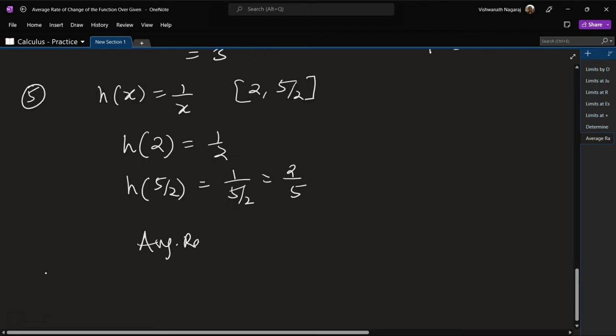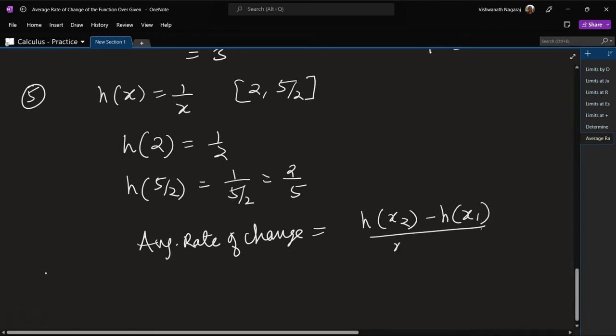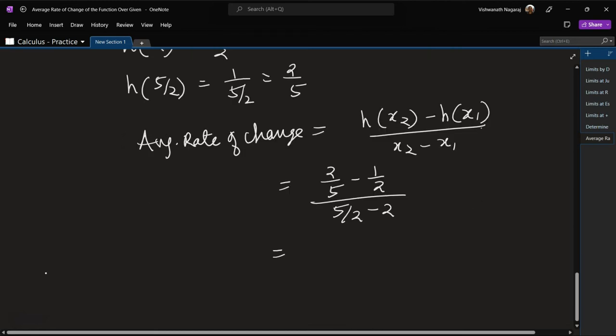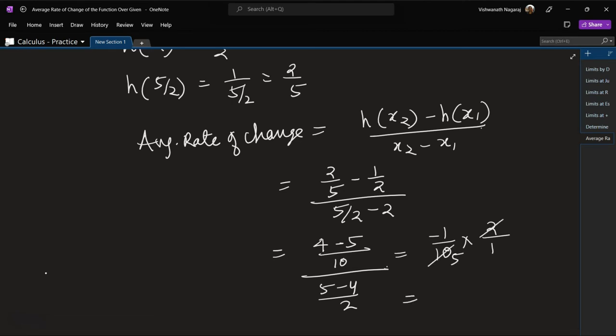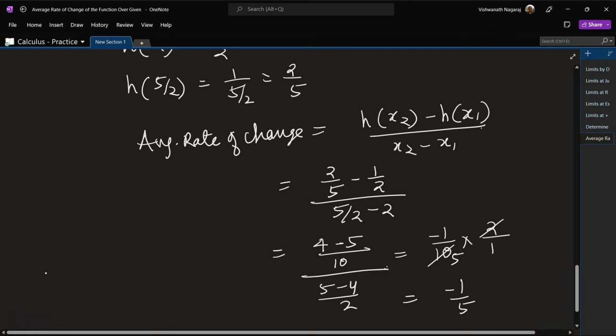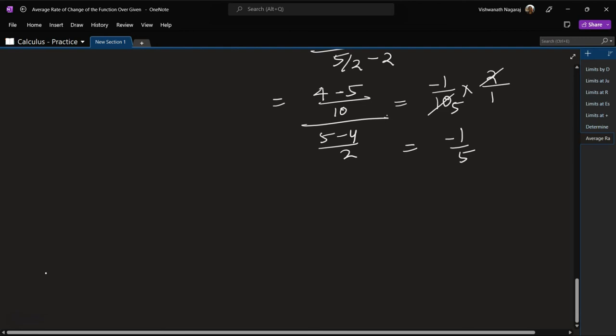Now, average rate of change is equal to h of x2 minus h of x1 divided by x2 minus x1, which is equal to 2 by 5 minus 1 by 2 divided by x2 minus x1, so 5 by 2 minus 2. This would be equal to, with denominator 10, 4 minus 5 by 10 divided by 1 by 2, which is equal to minus 1 by 10 times 2 by 1. Two fives are ten, which is equal to minus 1 by 5. So that is the average rate of change. Okay, let's look at the sixth one.